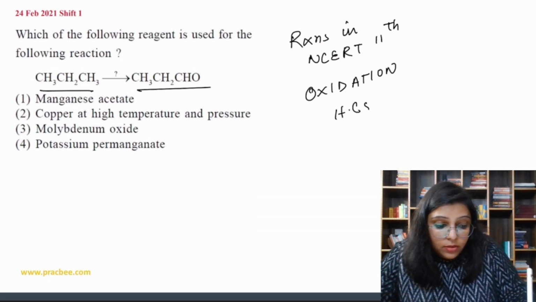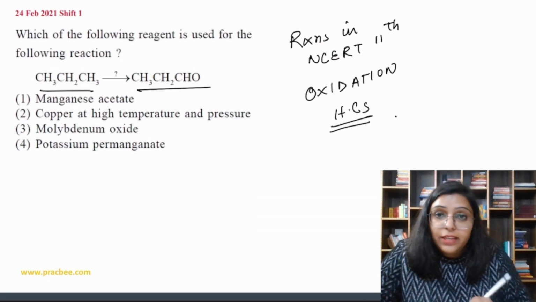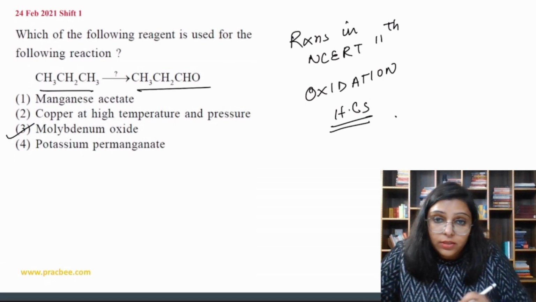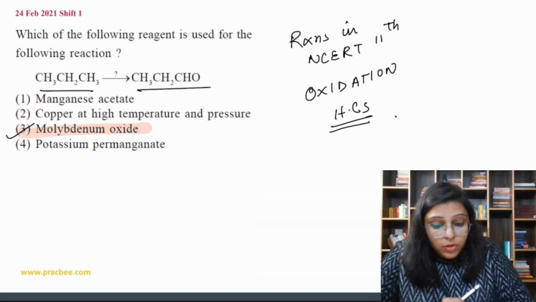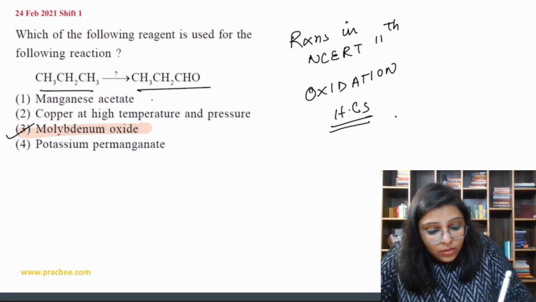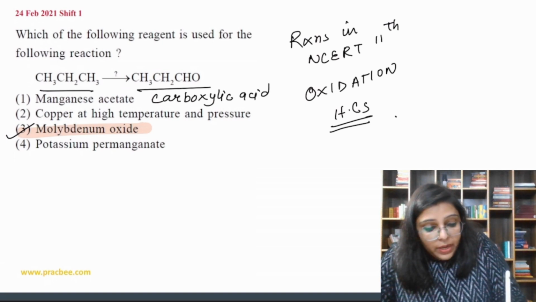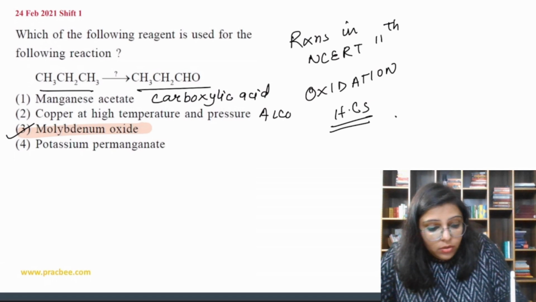Hydrocarbons chapter. Alkane to aldehyde. So we have what? Molybdenum oxide. Answer is going to be molybdenum oxide. With manganese acetate, we get carboxylic acid. With copper at high temperature and pressure, we get alcohol.